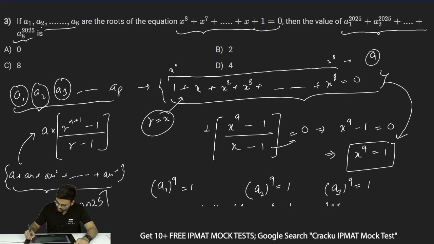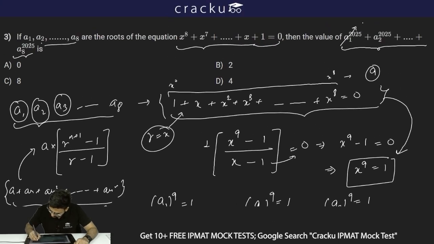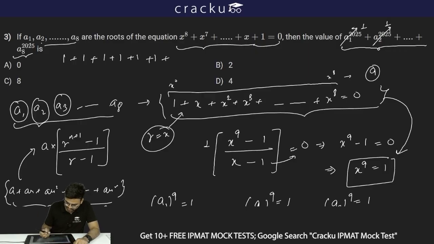So if I go back to the question now, this value I figured out is 1, not 0. This is 1, a2 to the power 2025 is 1, a3 to the power 2025 is 1 again. So this is 1 plus 1 plus 1. Plus then a4 to the power 2025 is again 1, then again a5 will be 1, a6 will be 1, a7 will be 1 and a8 will also be 1.